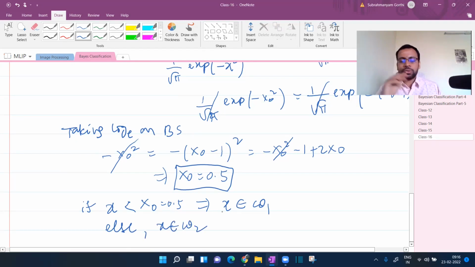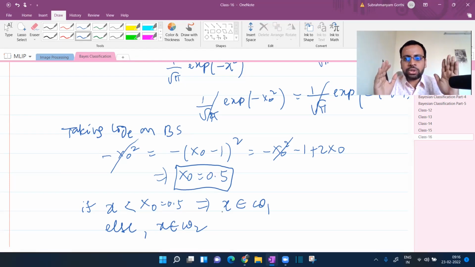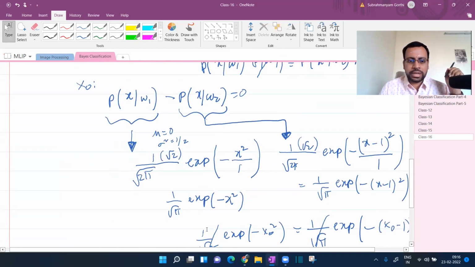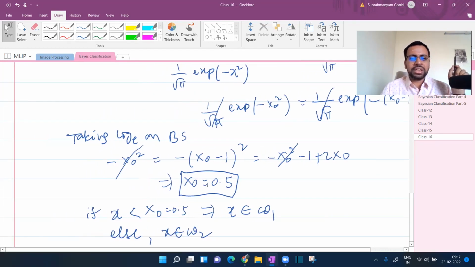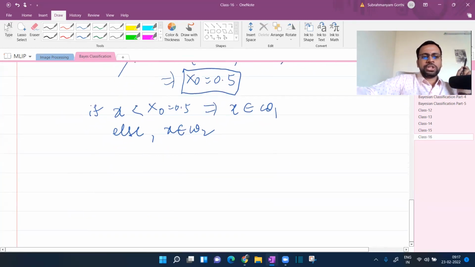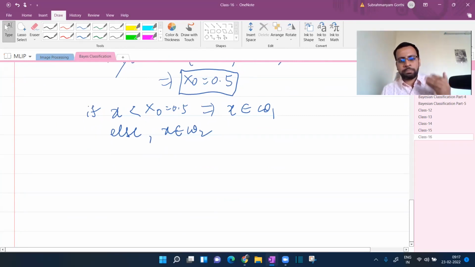Clear, right? So this is what we have done now for minimizing the total error probability. Is everybody with me, and is it clear to everyone? Or any questions here? So let's now work out another example for the same distribution.